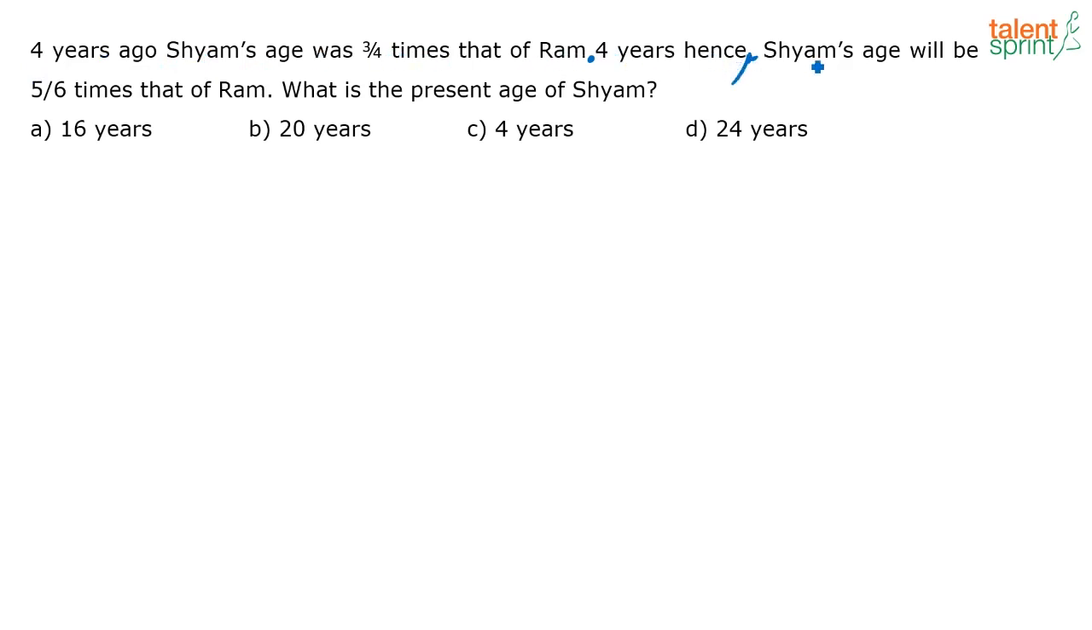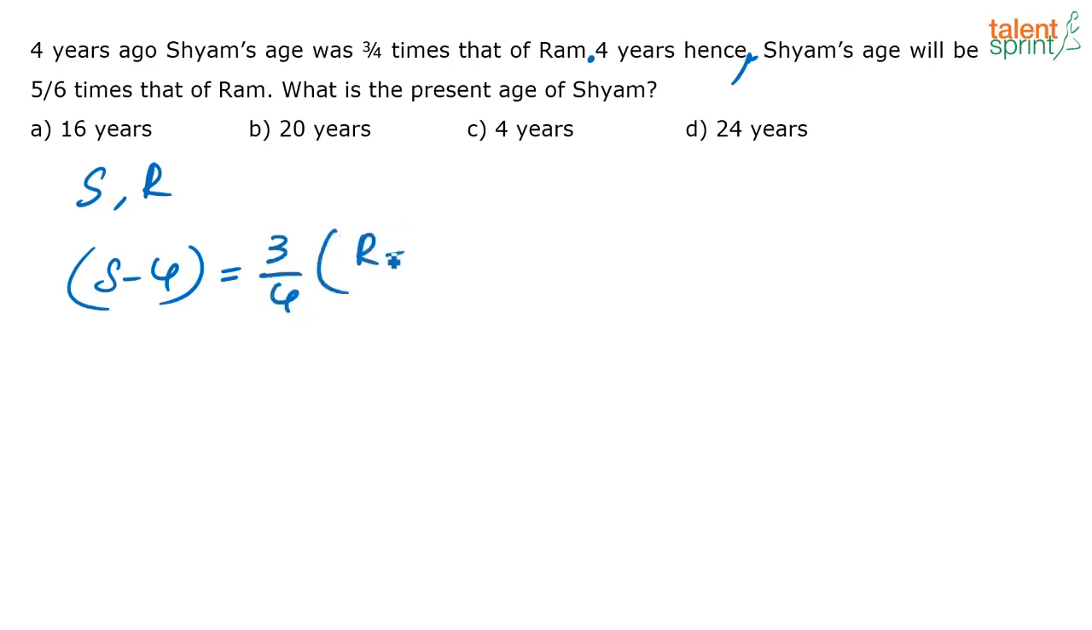4 years hence, Shyam's age will be 5/6 times that of Ram. What is the present age of Shyam? So if I take the ages of Shyam and Ram as S and R, what can I say? See, 4 years ago means S minus 4. Age of Shyam is equal to 3/4 that of Ram. So this is my first equation.